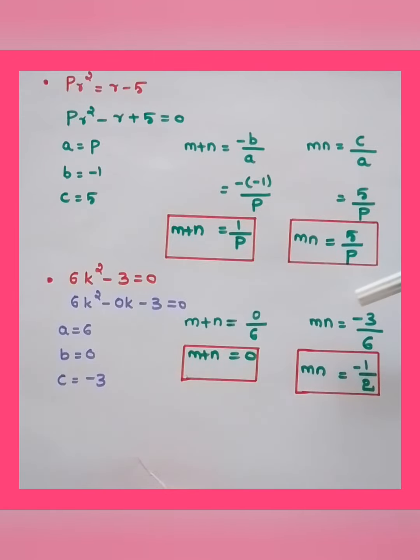m into n is c by a, that is minus 3 divided by 6. Minus 3 by 6: 3 ones are 3, 3 twos are 6. Therefore, minus 1 by 2. So, this is the answer for that. m into n is equal to minus 1 by 2. I think it's clear for you how to find the sum and the product of the roots.